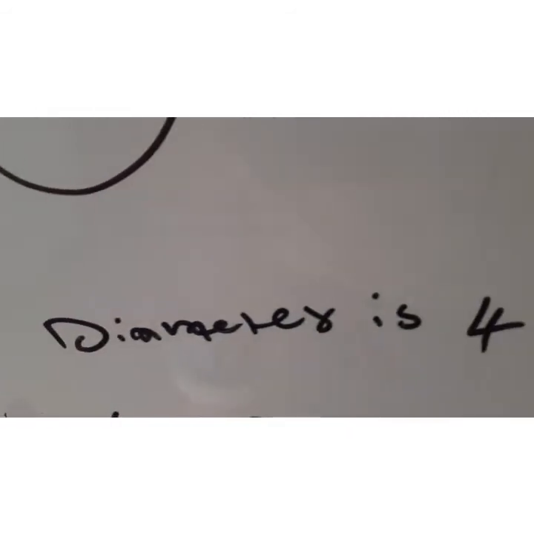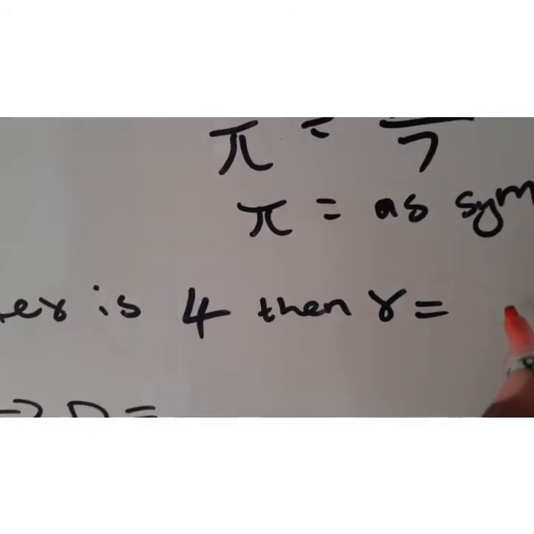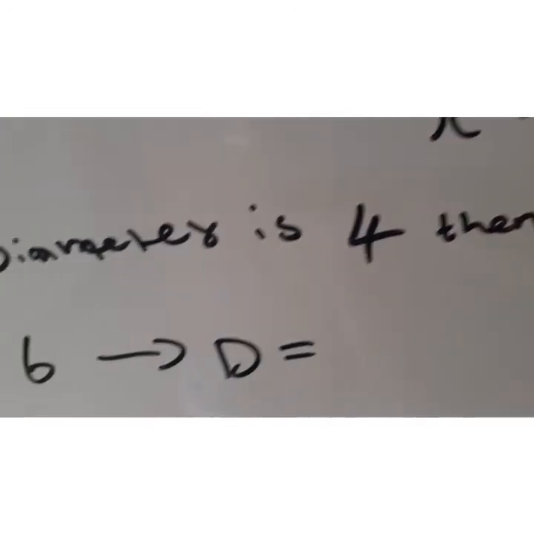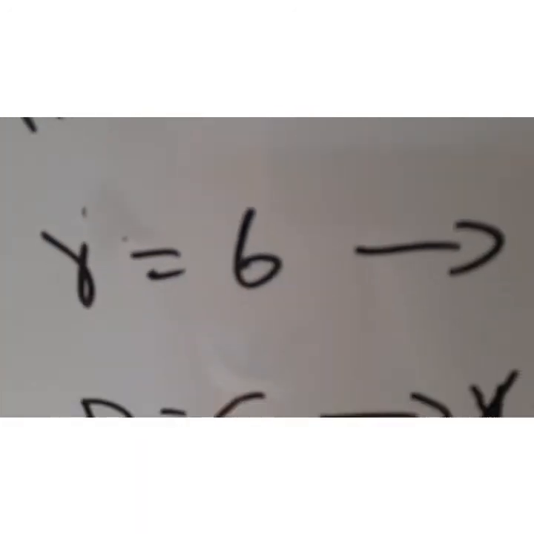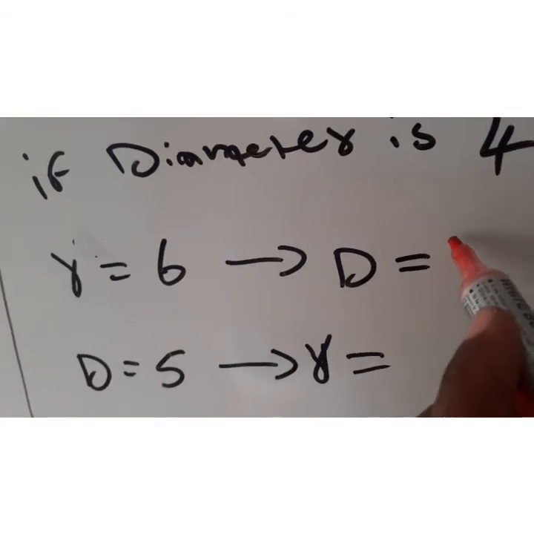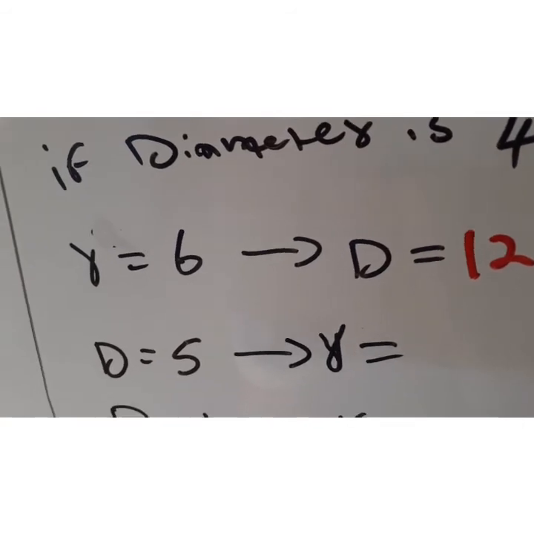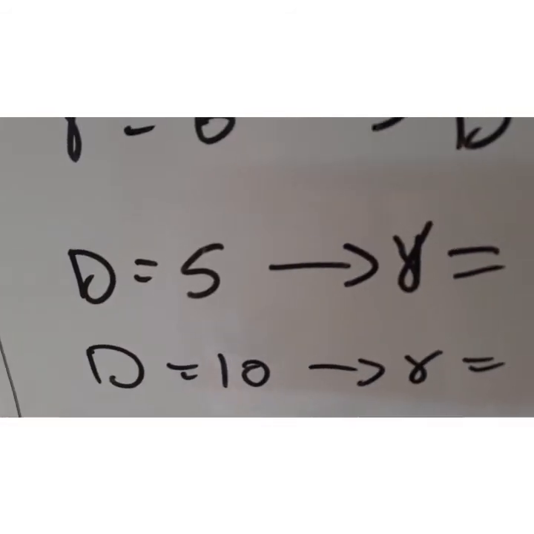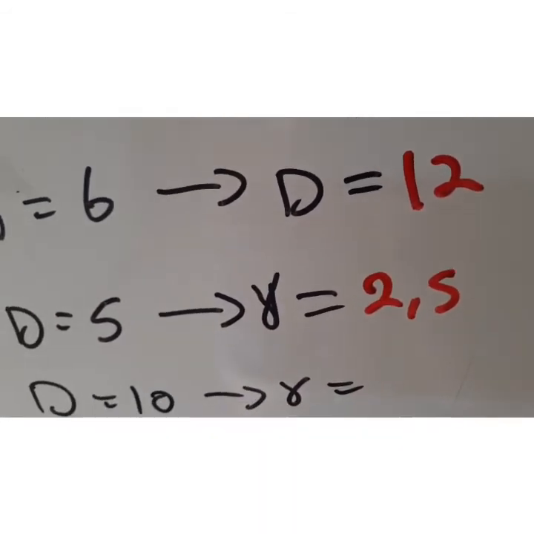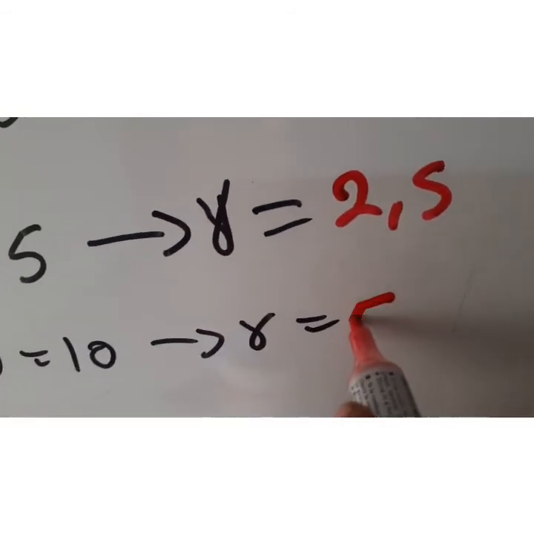So if a diameter is 4, then my radius would be 2. I would have to divide this by 2 because it is made up of 2 equal parts. So if my R is 6, then my diameter would become 12. You'd have to multiply that by 2. So if my diameter is 5, then my radius would be 2,5. I would have to divide it by 2. So if my diameter is 10, then my R would be 5.